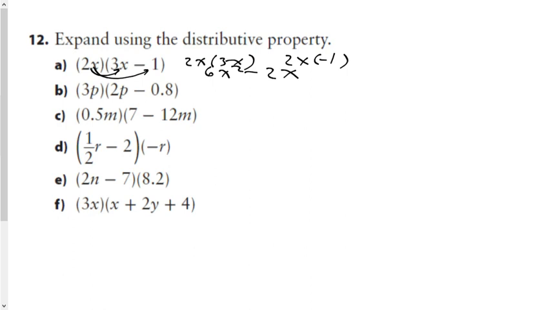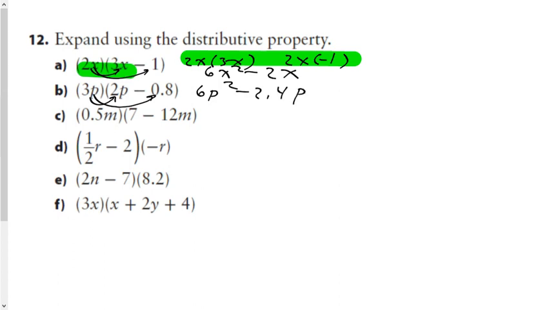Okay, so this here on your test is the work you needed to show. This is what you did when you expanded it. And then the solution would be the product of both of those monomials. As we get better at it, we don't need to really show that work. 3p times 2p is 6p squared. And 3p times 0.8 will be a negative 2.4p when I expand that with distributive property.